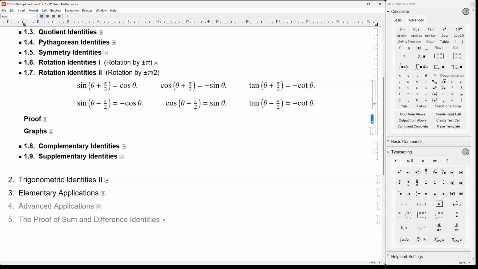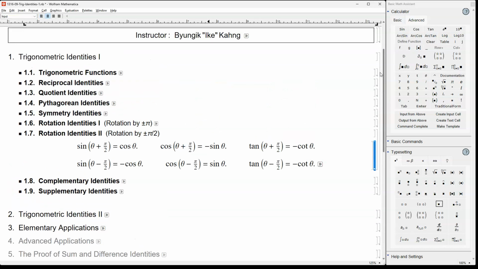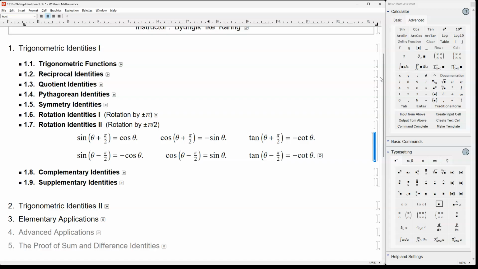Alright, in conclusion, we have these rotation identities. Rotation by pi over 2 or minus pi over 2: sine becomes cosine, cosine becomes sine. Tangent becomes cotangent, cotangent becomes tangent. Secant becomes cosecant, cosecant becomes secant. Great, but pluses and minuses, well, always confusing, so always look them up.